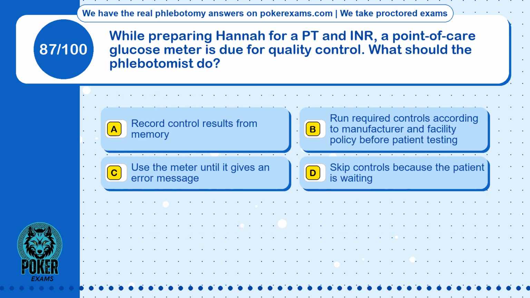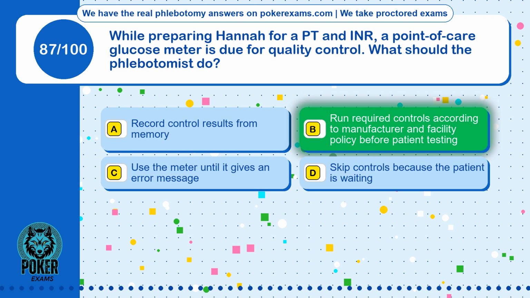Question 87. While preparing for a patient, a point-of-care glucose meter is due for quality control. What should the phlebotomist do? Option A. Record control results from memory. Option B. Run required controls according to manufacturer and facility policy before patient testing. Option C. Use the meter until it gives an error message. Option D. Skip controls because the patient is waiting.